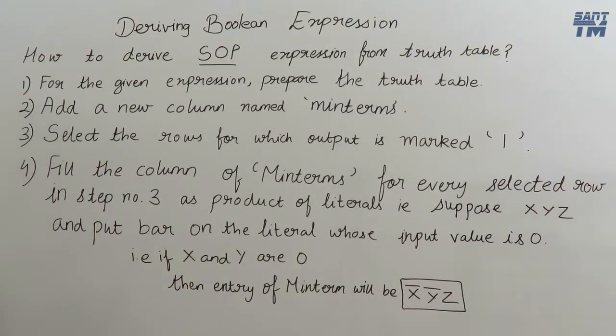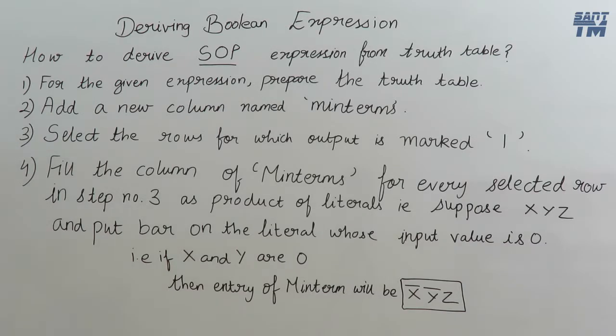Now we have to derive a canonical SOP expression from the truth table. We will be given a normal Boolean expression, and we have to convert it into an SOP expression by using the truth table mechanism. To do this, there are 4 steps: 1, 2, 3 and 4. I recommend you note this down in your notebook. Side by side, I am explaining each and every point.